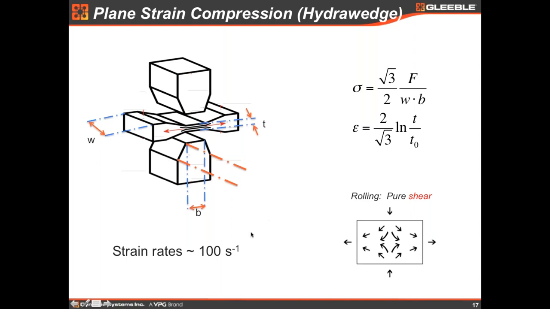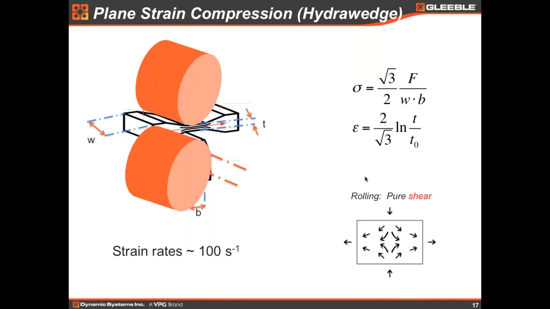So the strain rates that you can reach with this test is 100 per second. And with the Gleeble hydro wedge, we can apply several subsequent passes at very high strain rates and very short interpass times between the passes. So it's like a machine gun, you see that very fast passes can be applied. And again, it's a pure shear deformation, another example of shear deformation.